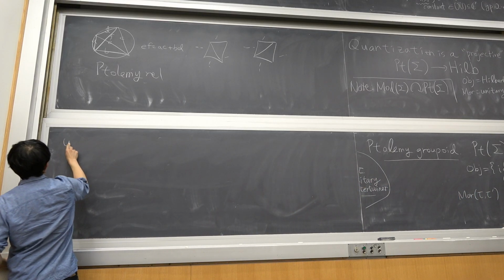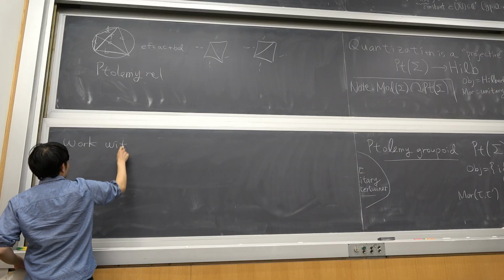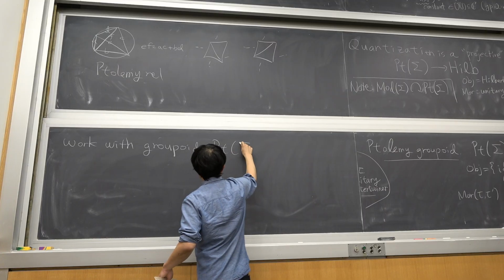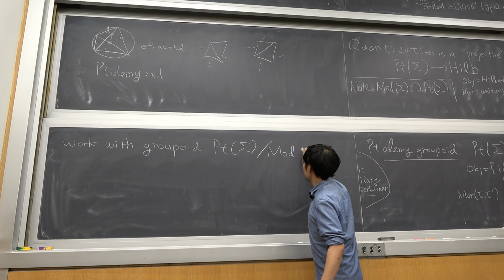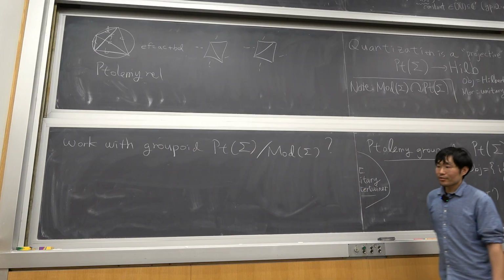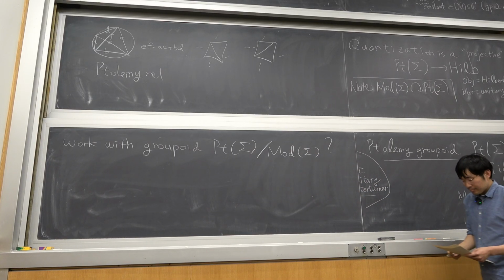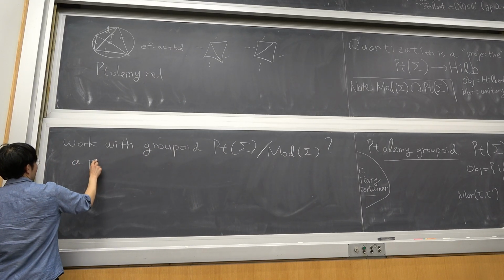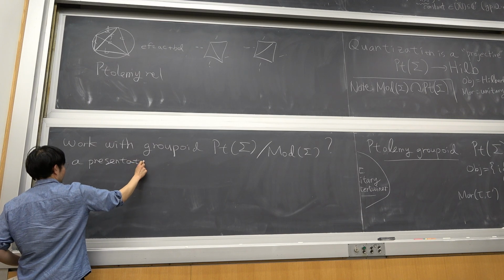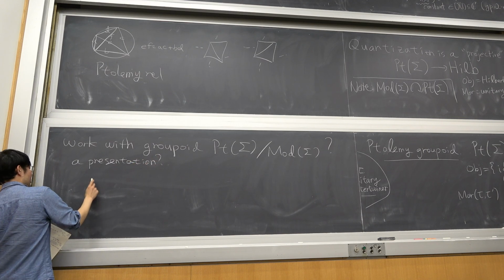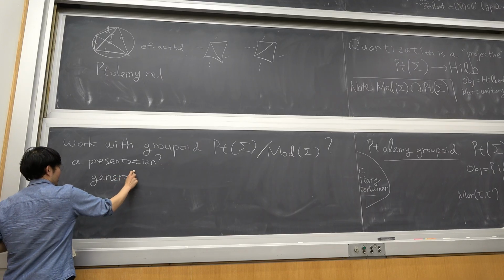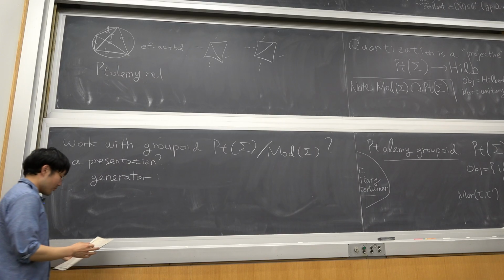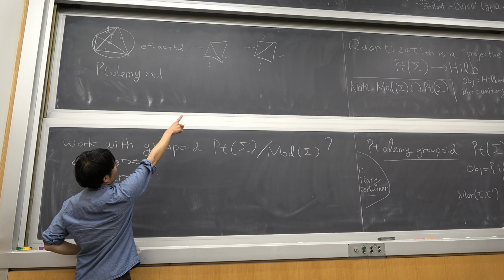So how to work with this groupoid, this quotient groupoid, meaning ideal triangulations considered up to mapping class group action, and changes of ideal triangulations. So as I said, let's think of working with a presentation, meaning generators and relations. So as a generator, the most well-known generator is the elementary move of this category called flip, which I actually drew here.